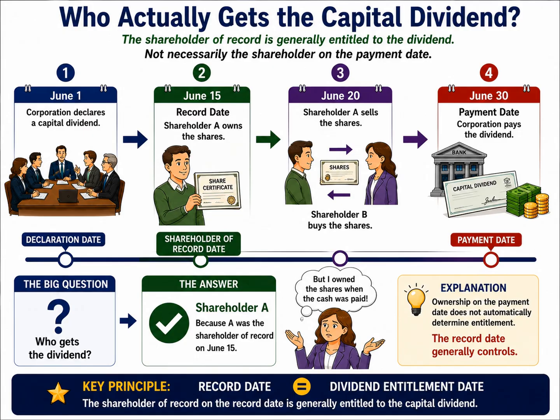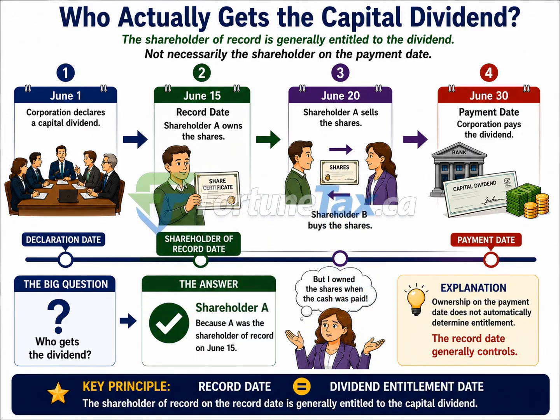The later sale of the shares did not automatically transfer that entitlement. Notice the confusion shown by shareholder B in the illustration. B might reasonably ask, "But I owned the shares when the cash was paid." And that's exactly why understanding these dates is so important. Ownership on the payment date does not automatically determine who receives the dividend.